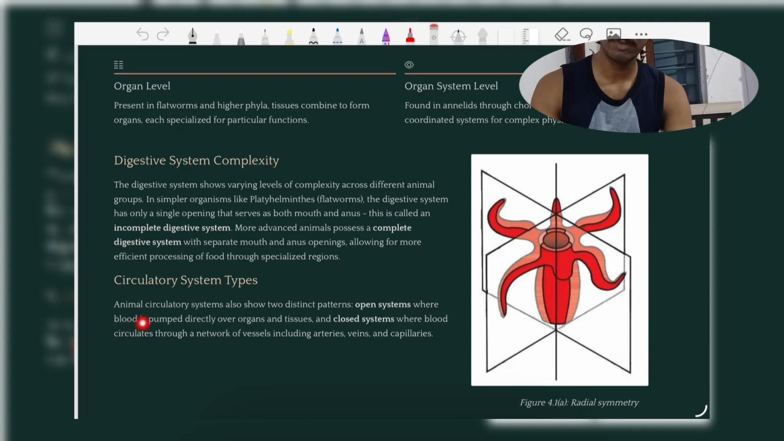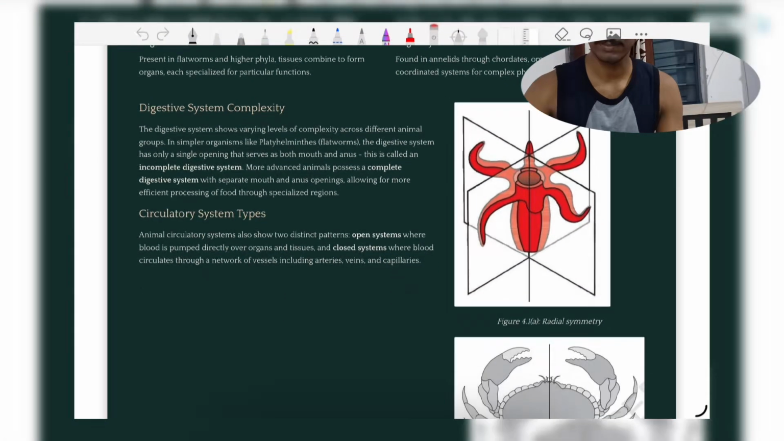Circulatory system types. Animal circulatory systems also show two distinctive patterns. Open system, where blood is pumped directly over the organs and tissues, and closed system, where blood circulates through a network of vessels including arteries, veins and capillaries.